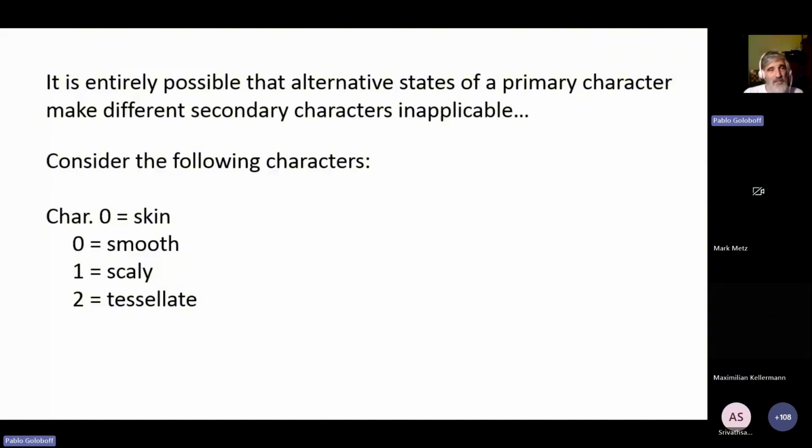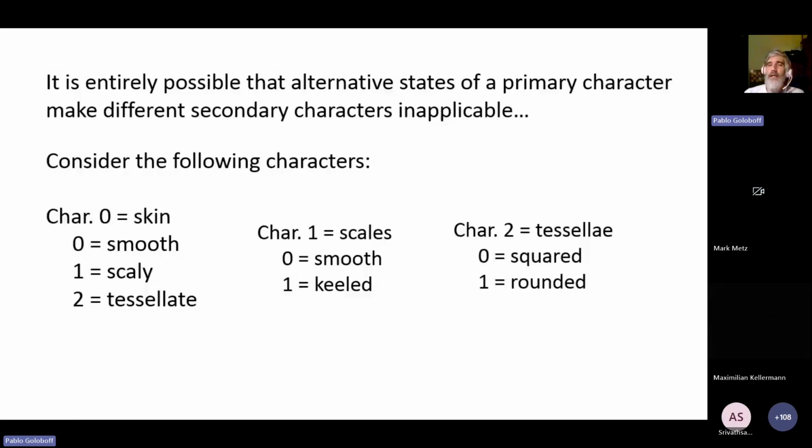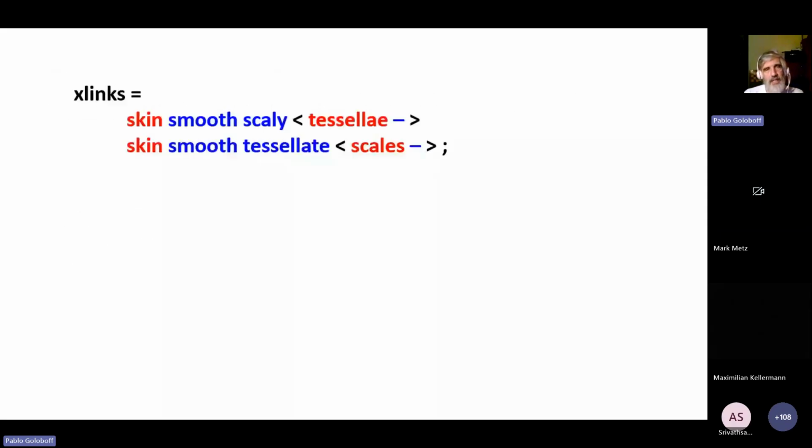Character 0 is the skin, which can be smooth, scaly, or tessellate. Then, when you have scales, the scales can be smooth or keeled. And when you have tesselli, the shape of the tesselli can be squared or rounded. So what you need is that when the first character has this state, you can apply this one, but when the first character has this state, only this one is applicable. So the specification for that would be: when the skin is smooth or scaly, the tesselli are inapplicable, and when the skin is smooth or tessellate, the scales are inapplicable.